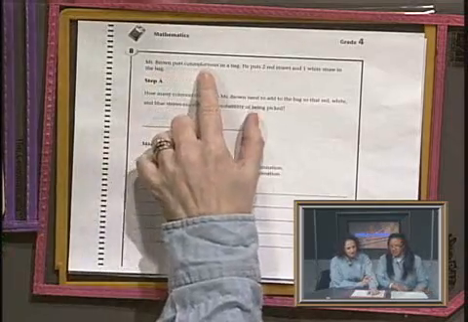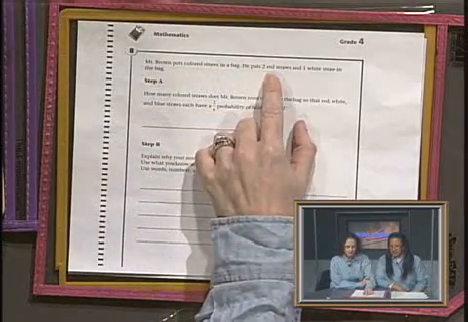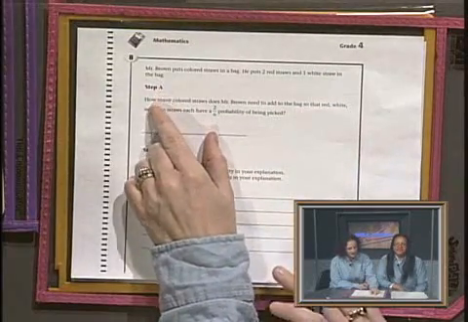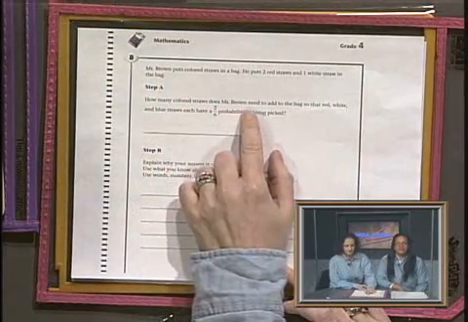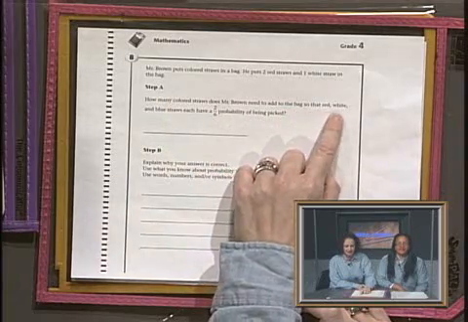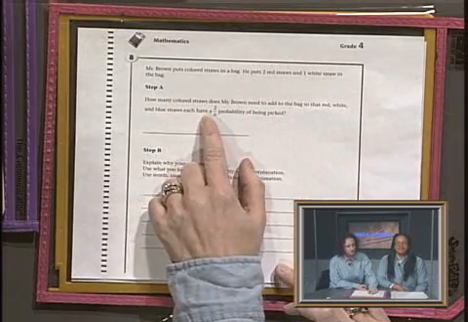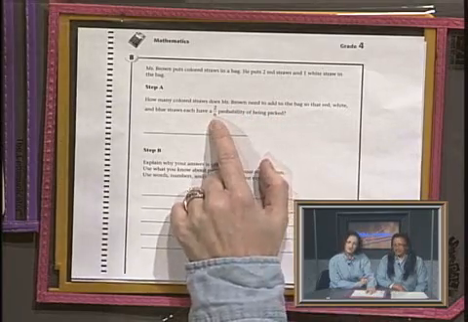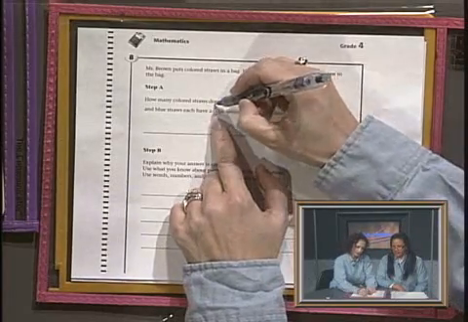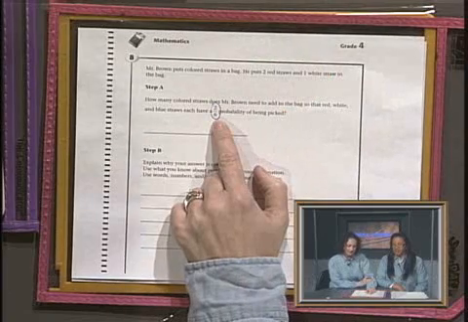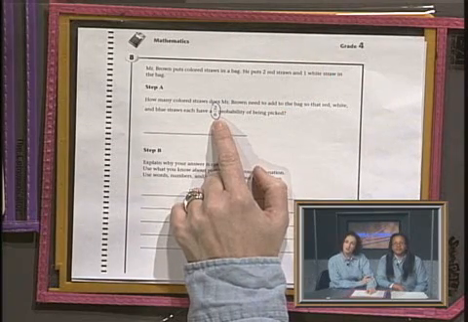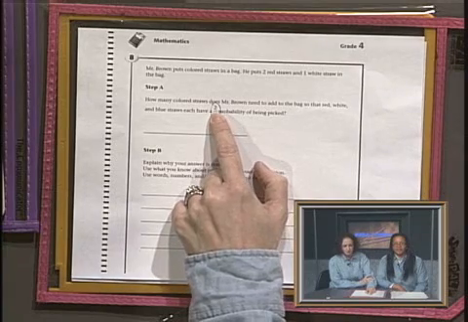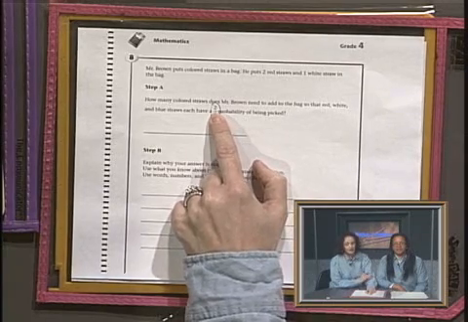Mr. Brown puts colored straws in a bag. He puts 2 red straws and 1 white straw in the bag. Step A. How many colored straws does Mr. Brown need to add to the bag so that red, white, and blue straws each have a 2/6 probability of being picked? So let's take a look at this fraction, 2/6, very important. What that tells me is that there will be 6 straws in all, the total number of possible outcomes, and that there would be 2 of each color, red, white, and blue.